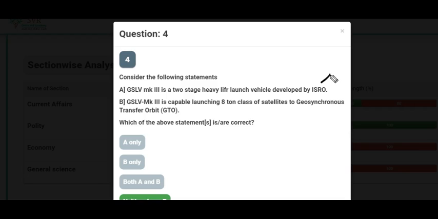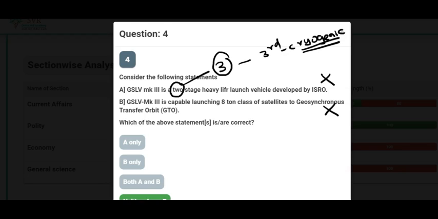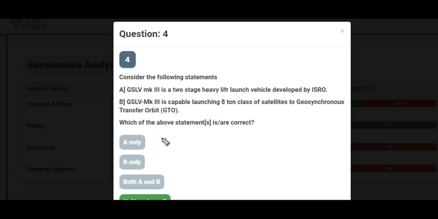So both statement A and statement B are wrong. GSLV Mark III is a 3-stage heavy launch vehicle developed by ISRO, and the third stage is a cryogenic stage. Statement B is also wrong, because GSLV Mark III is capable of launching 4-ton class of satellites and not 8-ton class of satellites. So the answer is neither A nor B, which is choice 4.